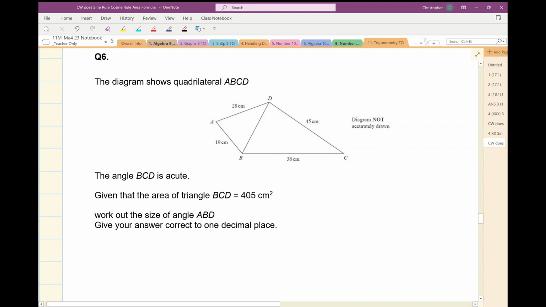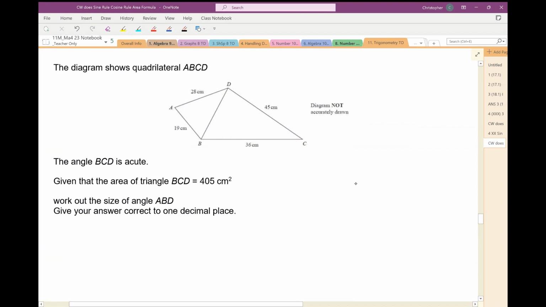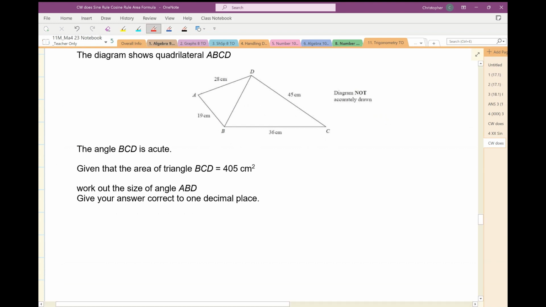Question 6. The diagram shows a quadrilateral A, B, C, D. Let's just have a look. A, B, C, D. Yes, it does. There's the quadrilateral. Okay. The angle BCD, this angle is acute. Well, it's drawn acute, so that's looking good. Given that the area of the triangle BCD is 405 square centimetres. Right, so just a minute. I'm going to be using the area formula, I reckon. So I'm going to be using the formula: the area is a half ab sine C, sine the angle in between a and b.